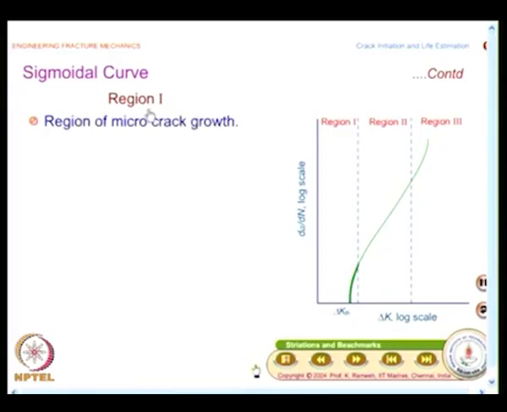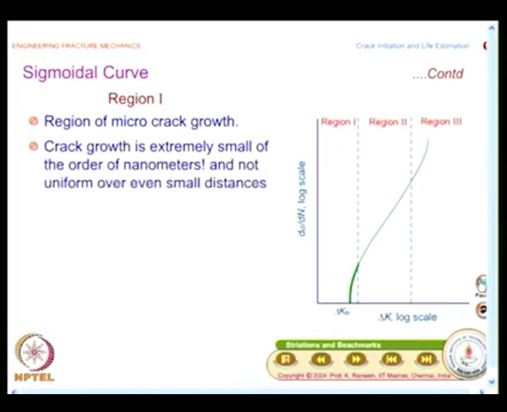What happens in region 1? This is the region of micro crack growth, and if you look at this graph, only this portion is highlighted. In this case, you find the crack growth is extremely small, of the order of nanometers, and further, it is not uniform over even small distances along the crack front.